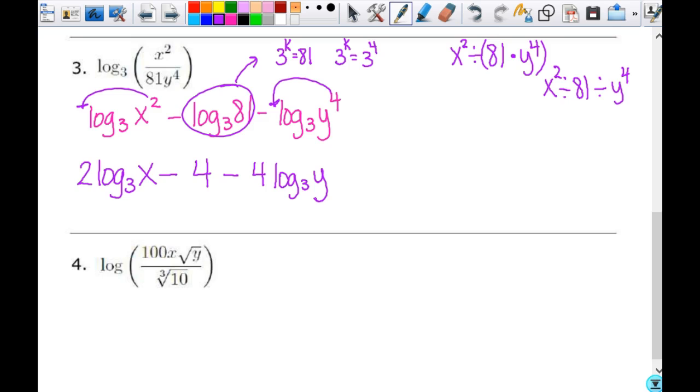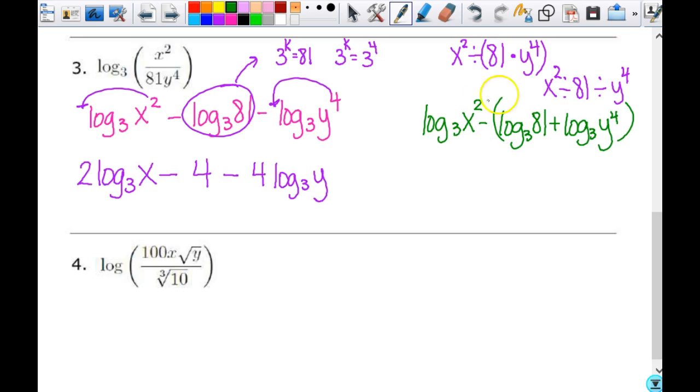These parentheses really aren't even necessary since everything's multiplication. It's more about how you wrote it out. So I could have written out log base 3 of x squared minus log base 3 of 81 plus log base 3 of y to the fourth. But if I do that, these parentheses have to be here because I'm subtracting all of that, right? And then when I distribute that negative sign, I end up there. So I kind of just skipped this step.